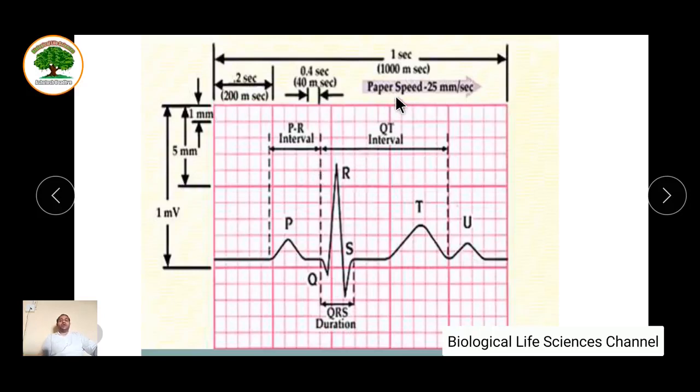The paper speed which the machine uses is about 25 mm per second. So 25 mm of paper is pushed into the printing machine per second. This should be the speed for recording the heartbeat, and all heartbeats should be the same for a properly functioning heart. If an irregular pattern is observed in these waves, different clinical conditions can be correlated with it.